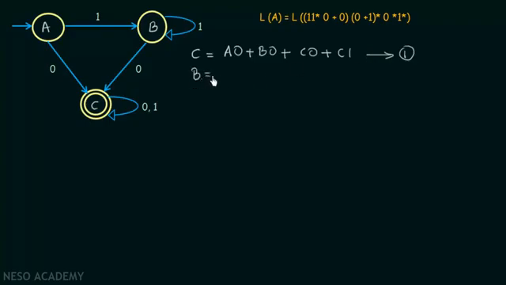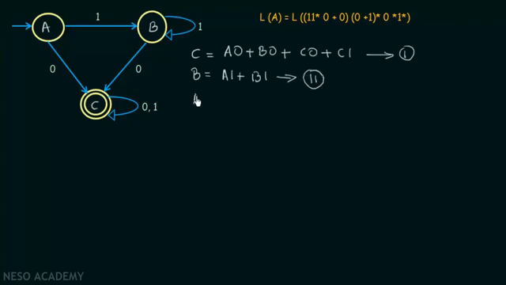In the same way, B can be written as A1 and B1, because from A there is a transition coming to B with input 1, and from B itself there is a transition with input 1. So I can write A1 plus B1. So this is my equation number 2.